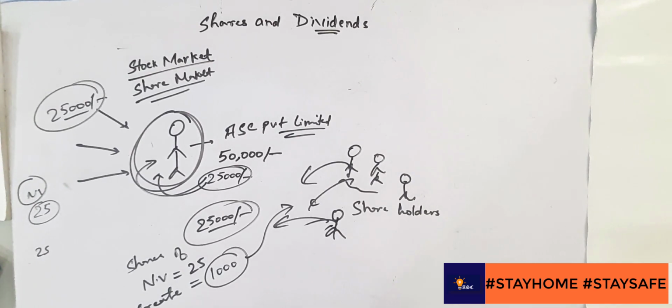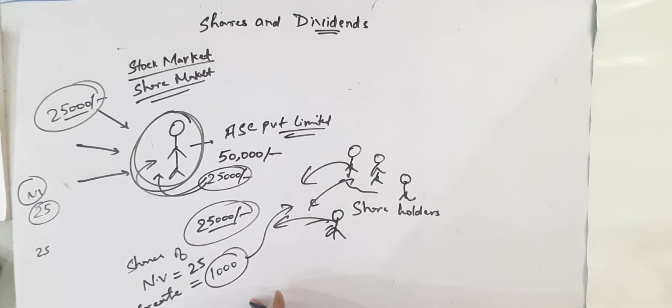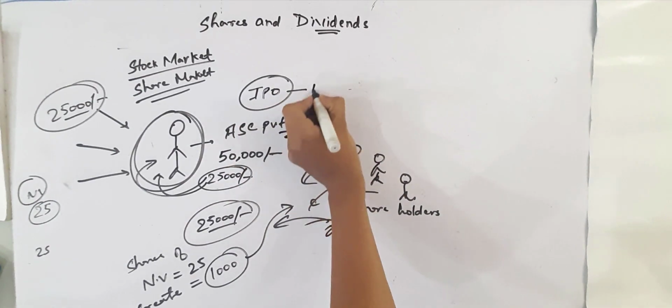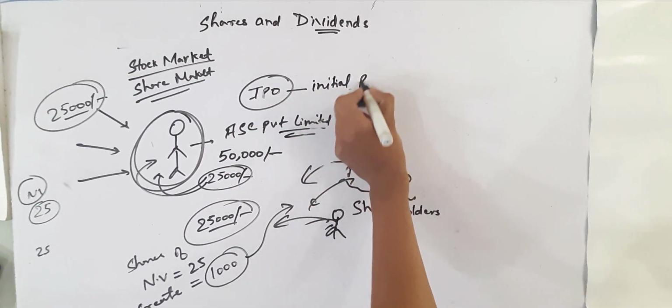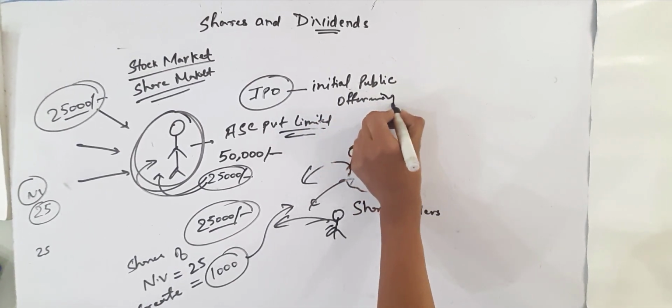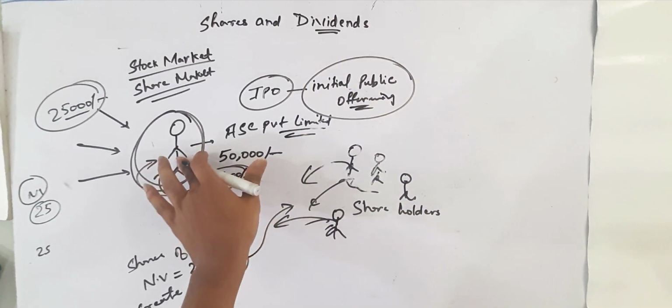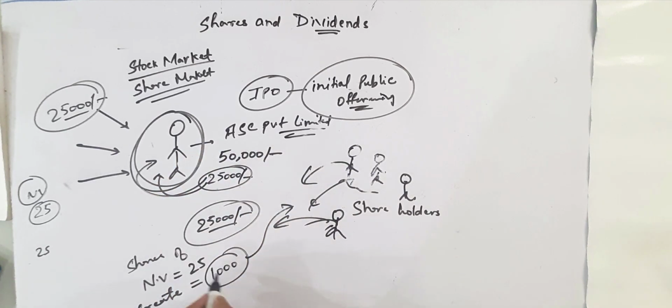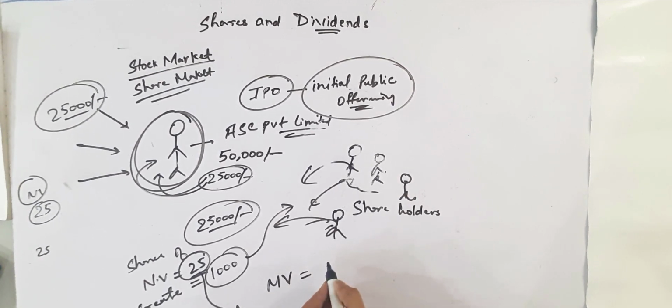So here the company is itself offering the shares to the people around the world. It is called IPO, that is initial public offering. Now once the company is established and starts getting profit, the price of the share, which was initially fixed at rupees 25, will rise. That price is called the market value, and let it be 250 rupees.